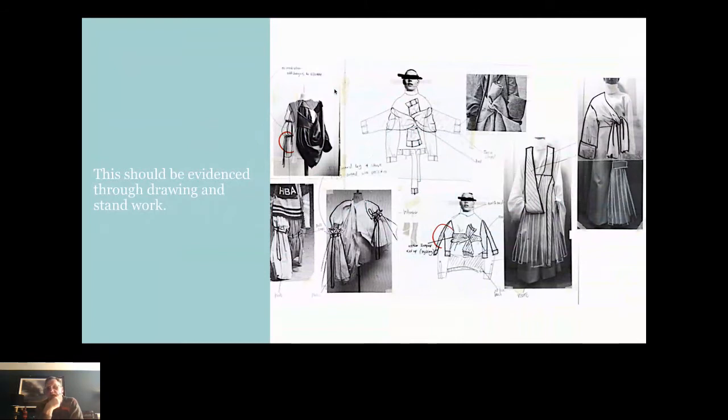So if you've got garments maybe you could drape with, or maybe you've made things that you can draw from. There's lots of different things you can do. You can style yourself and photograph yourself and draw from it as part of a process that you work from. So here you can see stand work on a mannequin and also on a person, as well as drawings from it and looking at variations of ideas.